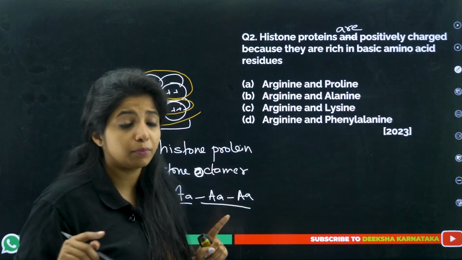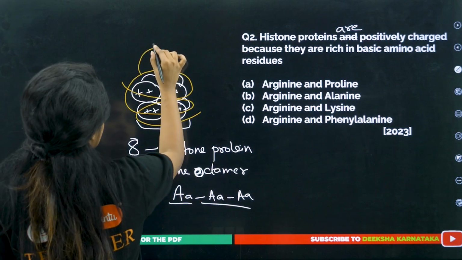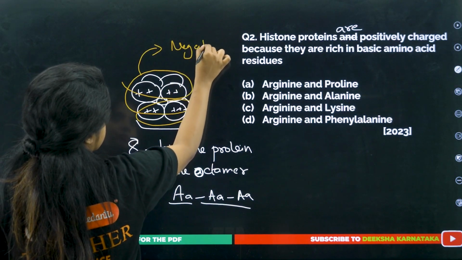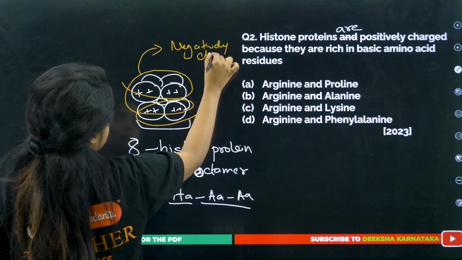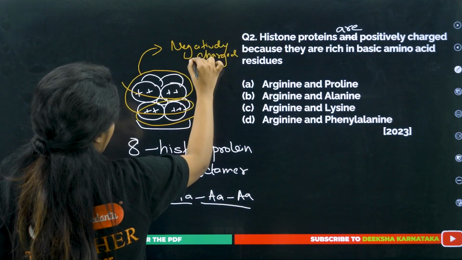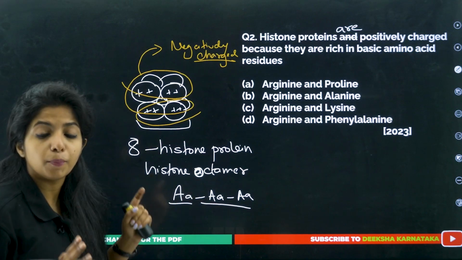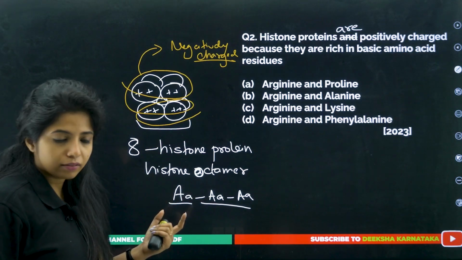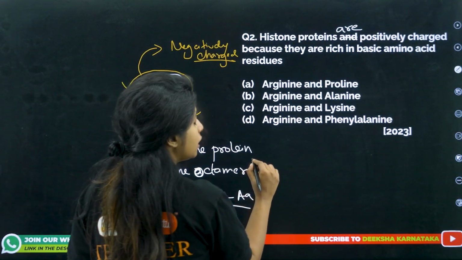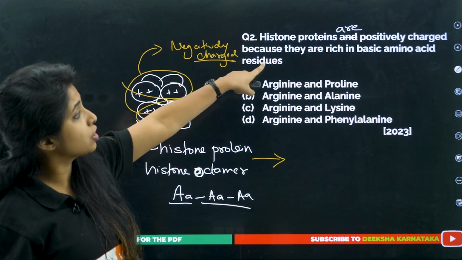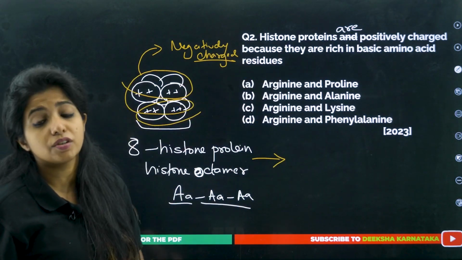One very important fact about DNA is that DNA, children, is negatively charged. So if the proteins are also negatively charged, will it wrap around? No, it will repel. So we need positively charged proteins. For that, this particular protein should be rich in certain amino acids. That is the question. So histone proteins are positively charged because they are rich in basic amino acid residues.